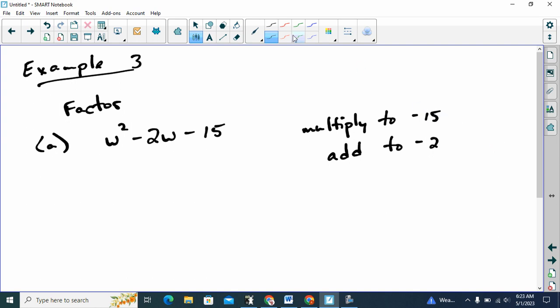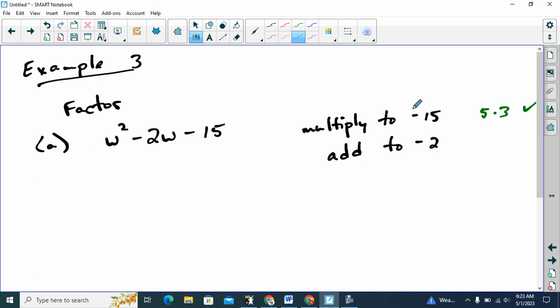First thing that pops in my mind when multiplied to 15 would be 5 times 3. 5 plus 3 is 8. 5 minus 3 is 2. And I want them to add to negative 2. That's okay. Let's not worry about the negative right now. 5 minus 3 is 2, adds to negative 2. There we go. Those are the numbers I'm looking for, 5 and 3.